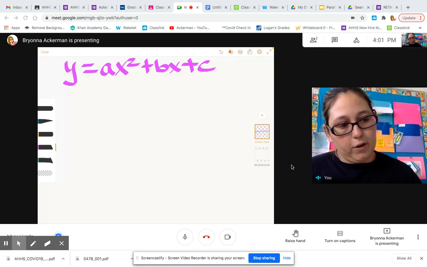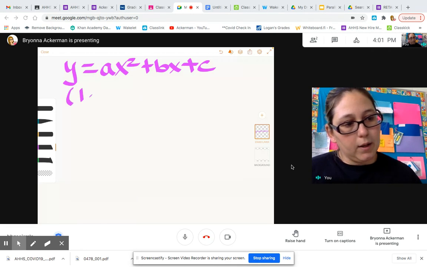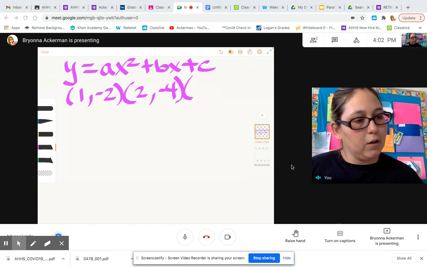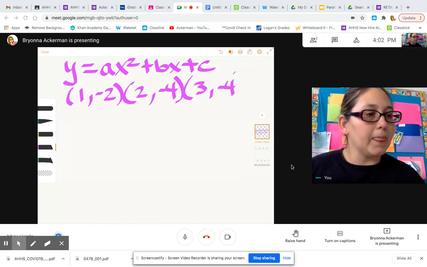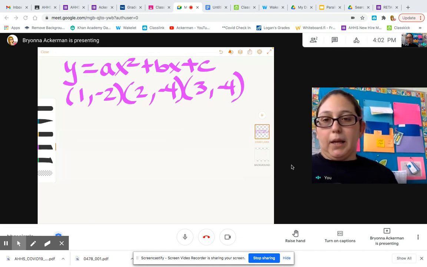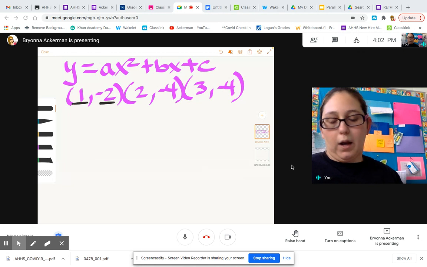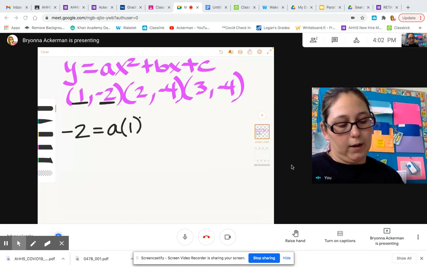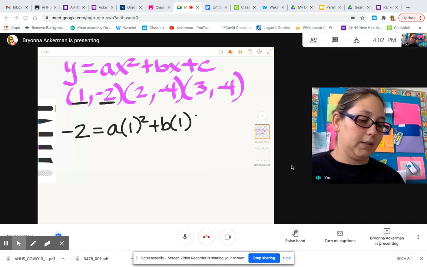The points that are given for number 2 are 1, comma, negative 2, 2, comma, negative 4, and 3, comma, negative 4. So we're going to start by plugging in x and y from the first point. In this case, it's going to be negative 2 equals a times 1 squared plus b times x, which is 1, plus c.